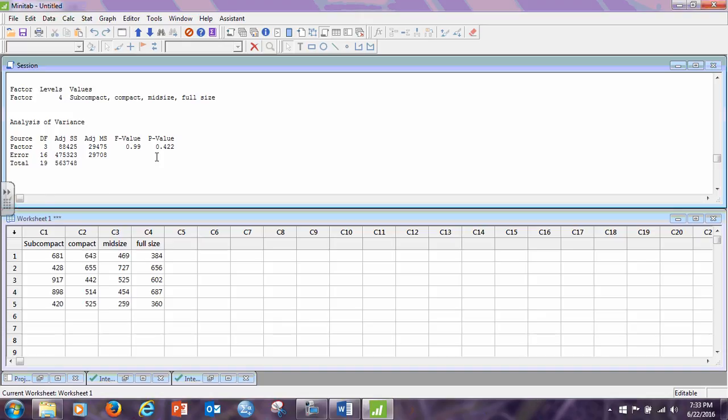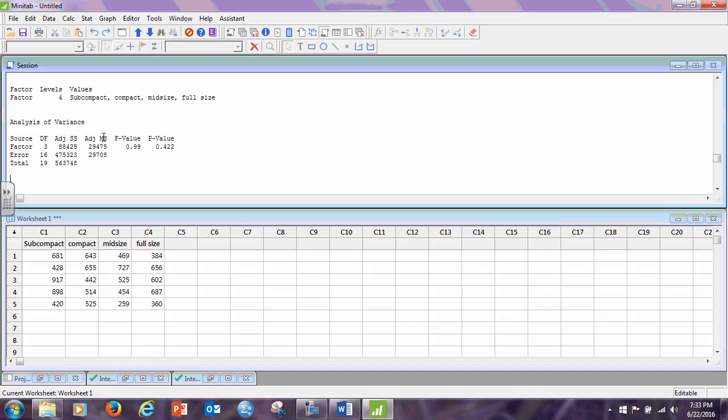And then the conclusion. In this case, my p-value is 0.422. If I'm using a 5% significance level, my p-value is bigger than my significance level. Thus, I do not reject the null hypothesis. There's nothing to suggest that there's a difference between these 4 means.